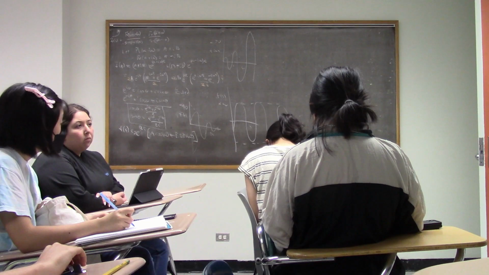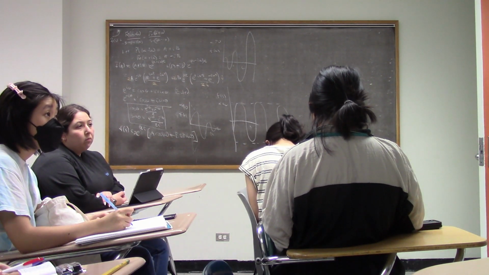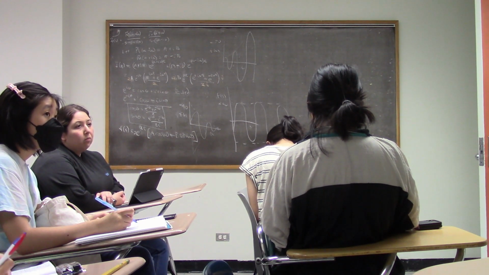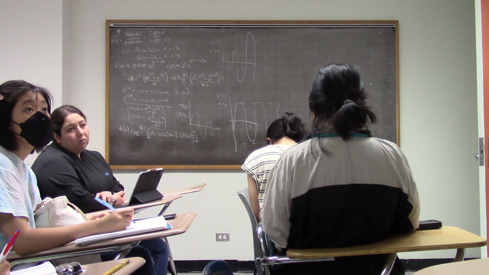What happens when alpha is 0 here? When alpha is 0 here, I just get a term that's a constant. I just get the coefficient. What happens when alpha is 0 here? This can get really interesting, this one.